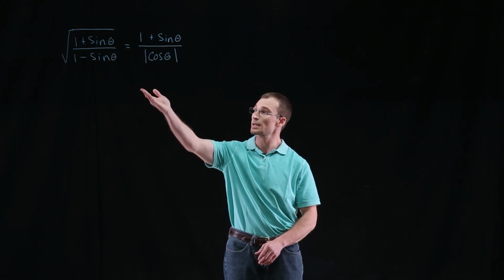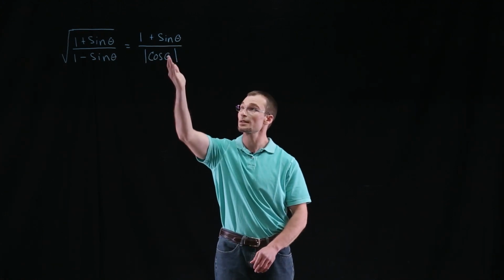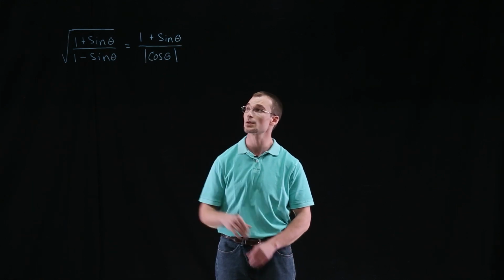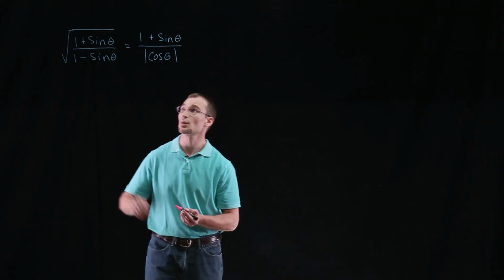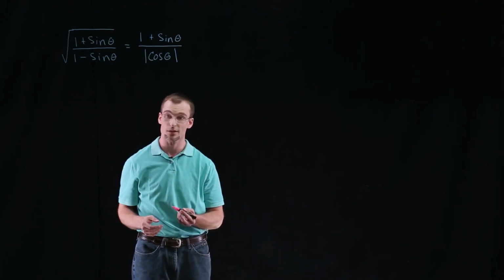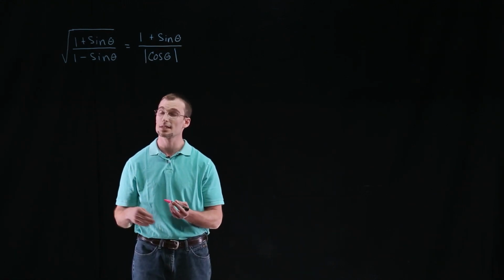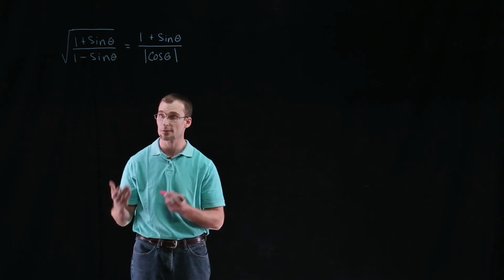In this problem, we're going to be verifying the identity: the square root of (1 plus sine theta divided by 1 minus sine theta) is equal to (1 plus sine theta) divided by the absolute value of cosine theta. Now when verifying identities, what we want to do is show that one side of the equation is equal to the other.